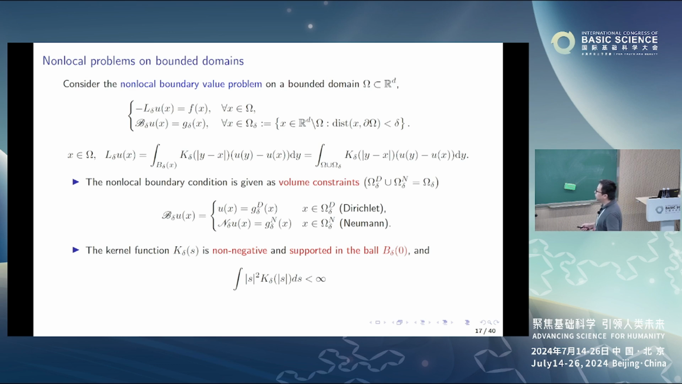And the kernel function K_delta is non-negative, okay, and supported in the ball B_delta(0). The center is 0, the radius is delta, and the second moment is finite. With this assumption, we can write the nonlocal operator in this way as an integral over the entire Omega union Omega_delta. That is because our kernel function has this finite support. Okay, so these two expressions are equivalent to each other.